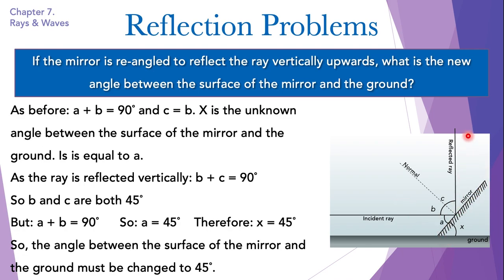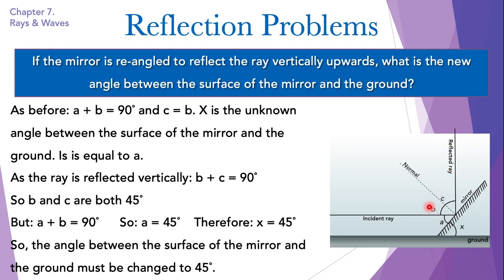As the reflected ray is vertically upwards, B plus C would be equal to 90. If we halve 90, we can see that C and B are both 45 degrees, because between the reflected ray and the incident ray is a 90-degree angle. So if we halve the 90, we get 45. So B and C are both 45 degrees.